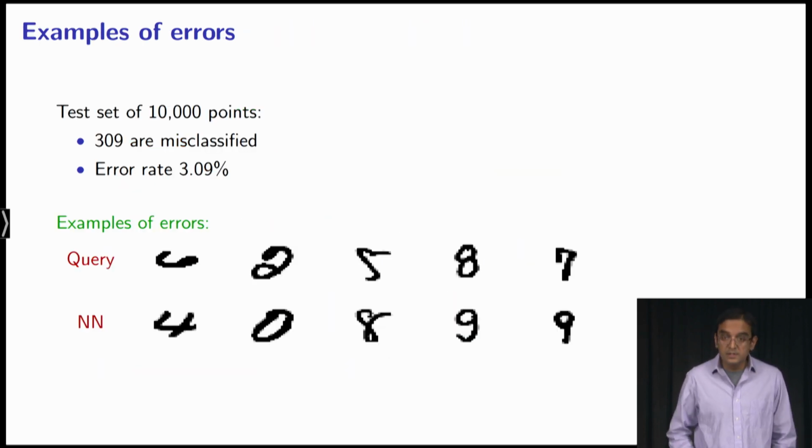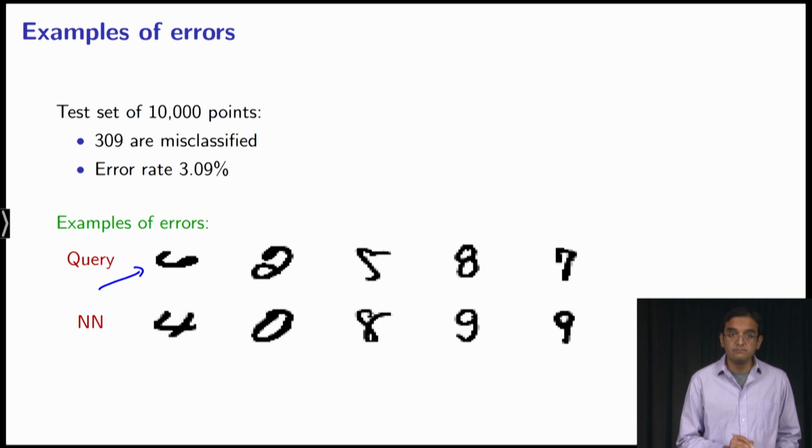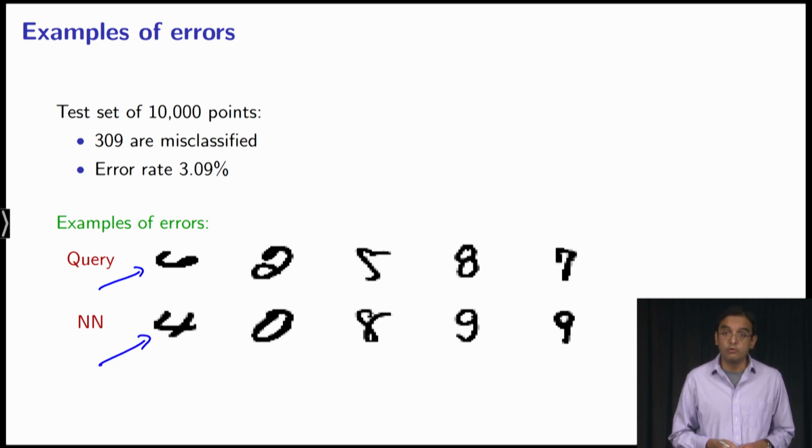So now let's look at some of the mistakes that nearest neighbor made. For example, on this image, this is what the nearest neighbor was, and so it thought the image was a 4. On this image, the nearest neighbor was this, and so it thought the label was 8. These are just a random smattering of the mistakes, and you can see that they're really quite understandable once you see what the classifier is doing.